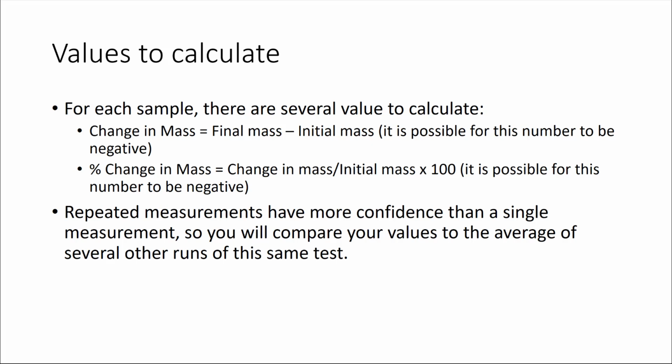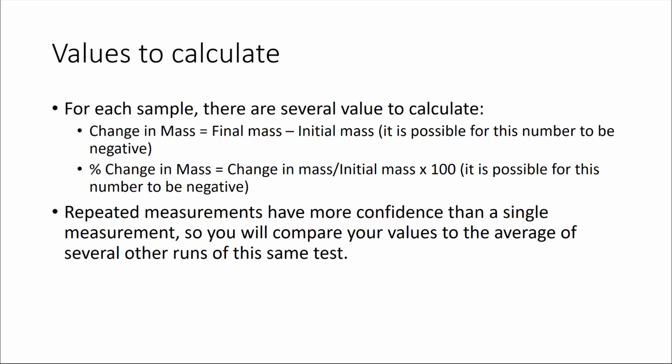We also want to calculate a value known as the percent change in mass. And to figure out the percent change in mass, you take that value we just calculated, the change in mass, divide it by the initial mass for that particular sample, and then multiply that number by 100. Again, it is possible for this number to be negative if your change in mass was negative.